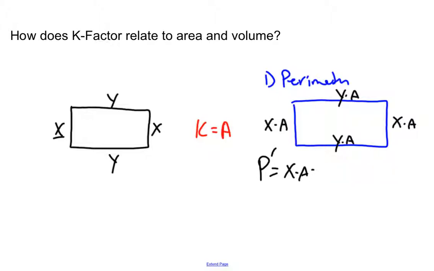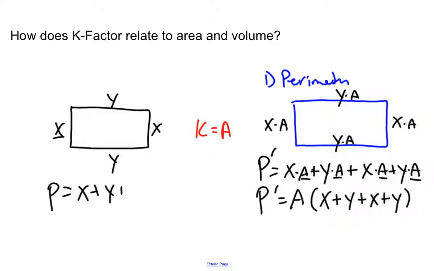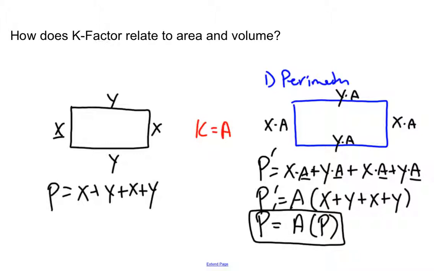So, sorry, x times A, y times A, these are the 4 side lengths, plus x times A plus y times A. So let's do a little fancy algebra here, shall we? Let's take out this common term of A. So P prime is equal to A times the quantity x plus y plus x plus y. Now x plus y plus x plus y is the perimeter over here. So by substitution, our new perimeter is going to be our old perimeter times just our K factor, which we chose to be A. Okay?